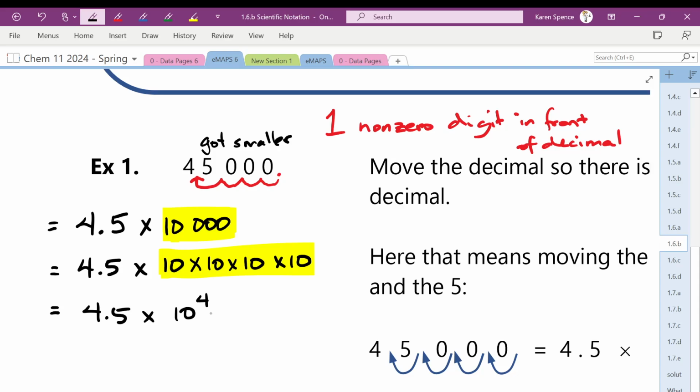Now, do we want to be writing 10,000 and then 10 times 10 times 10 times 10 every single time? No. So instead we can say, I moved my decimal place 1, 2, 3, 4 spaces. So my exponent is going to be 4. Then I have to choose, is it a positive 4 or a negative 4? Well, 45,000 is greater than 1. Therefore, the exponent is going to be positive.